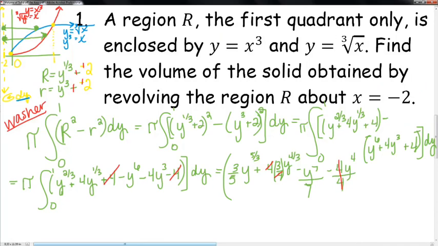And we're evaluating that from 0 to 1. So at this point, once you plug in, because it's all 1, you're going to have 3/5 plus 3 minus a 7th minus 1. When we simplify that, we get, oops, times pi, forgot my times pi here. So I'm going to get pi times 86 over 35.